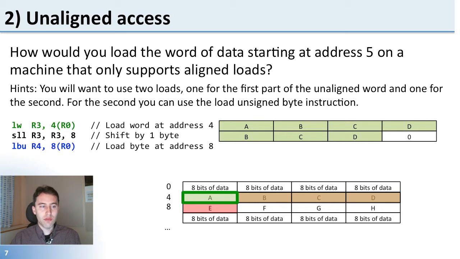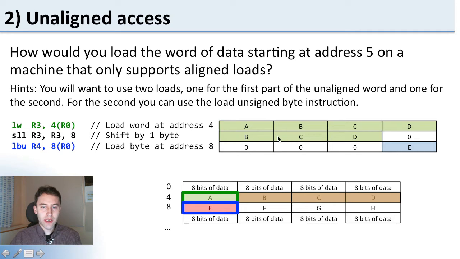So we can do load byte. And we can tell it to load the byte at address 8. This is going to load just the E that we saw there. So it's going to load this E, and it's going to fill the rest of the word with zeros. So this is what we get from that load. We get 000E, and this is now stored in R4.